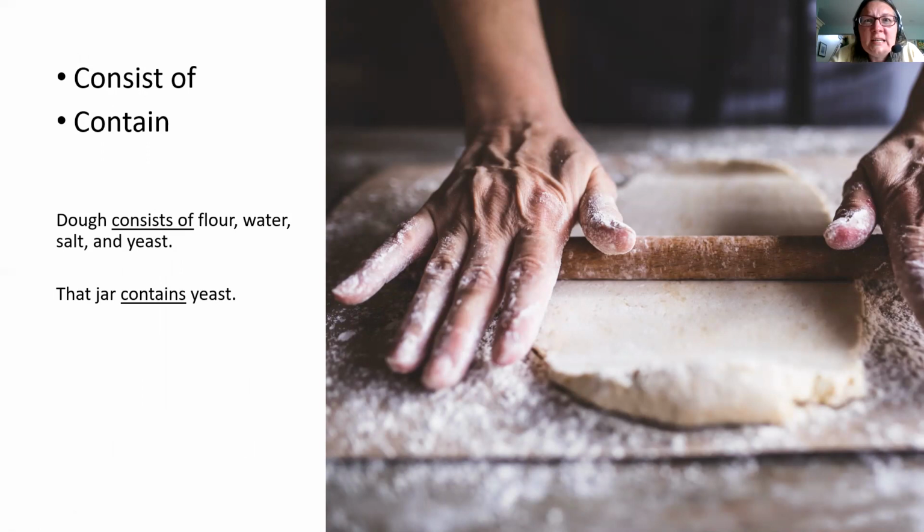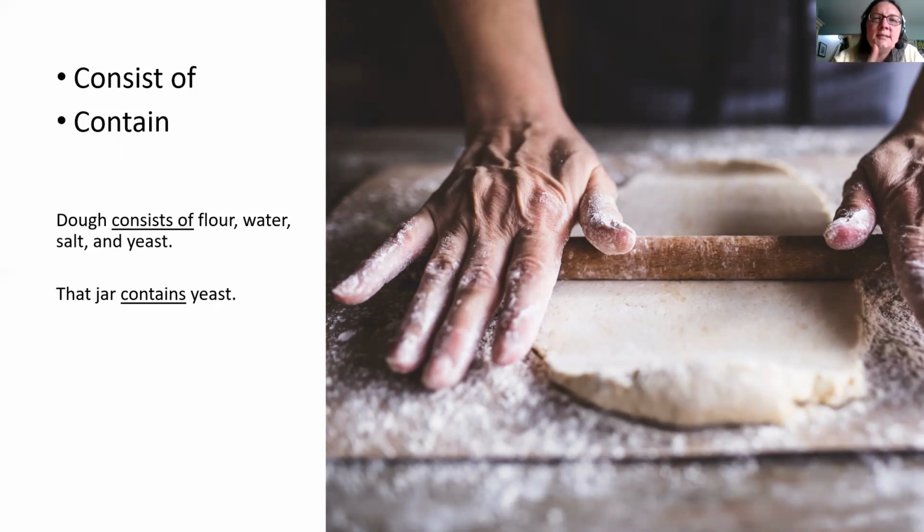Both are nearly identical, almost identical, but not quite. Consist of and contain. Okay, so consist of means if you took everything and you mixed it all together, that's what something consists of. So like you have to think about it all being mixed together, a lot like making a recipe. So for example, dough, which he's rolling out, dough consists of flour, water, salt, and yeast, like all mixed together in a bowl, right? That's what it consists of.